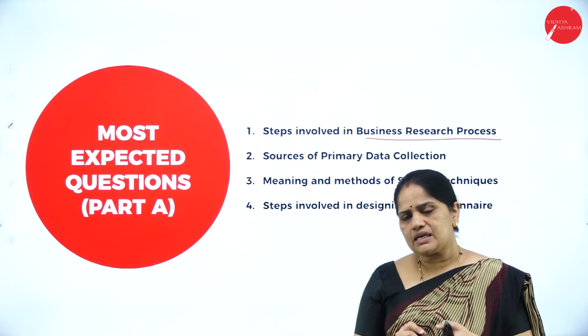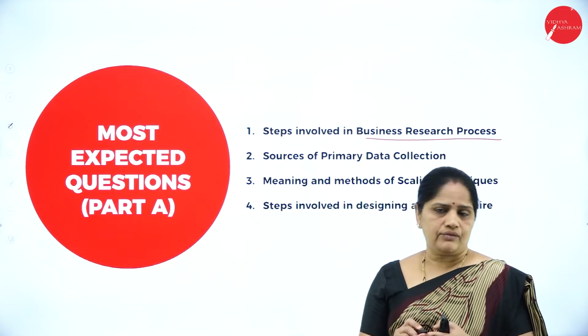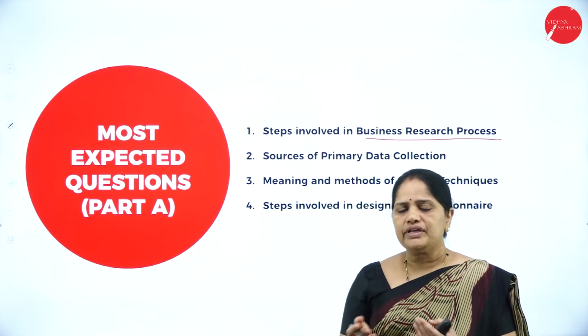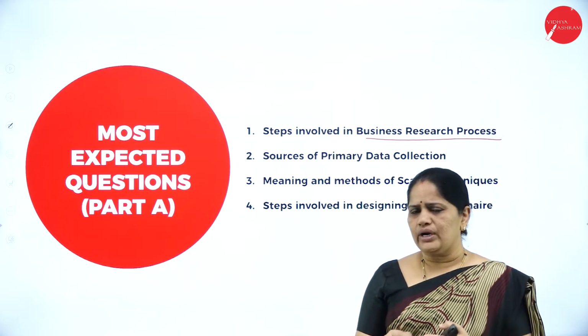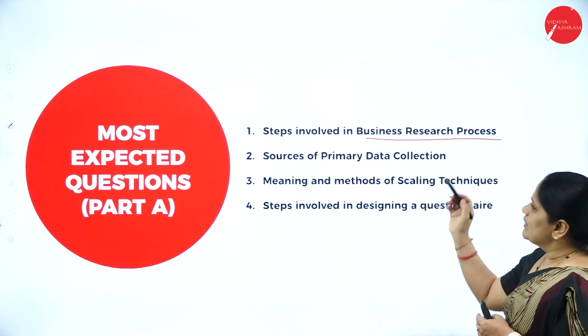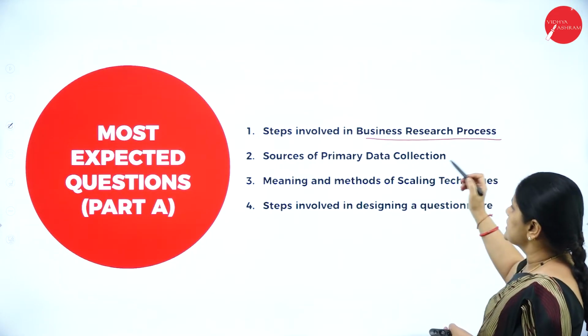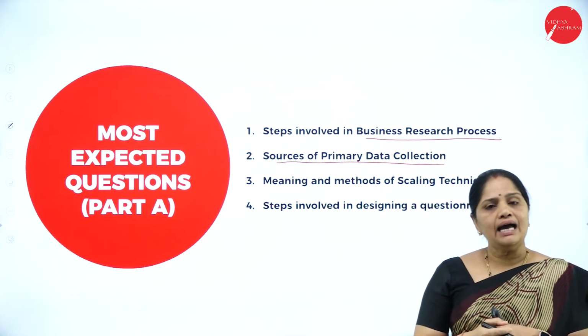Then if it is primary data, where should we go and collect the information? Or if it is secondary data, what are the various sources of information available? Then you just go into the process. So those will be the steps involved in the business research process. Then the second one is sources of primary data collection.